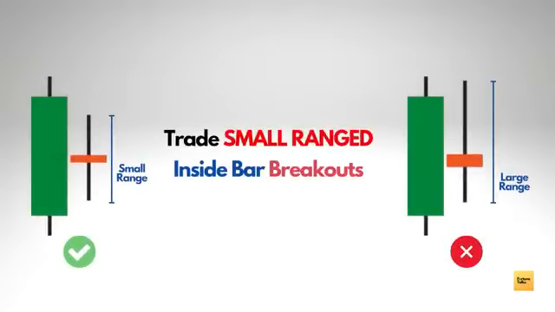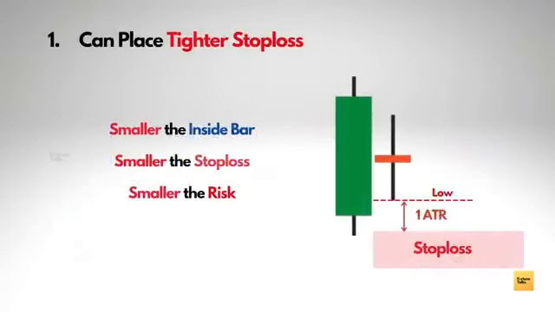market. Now when trading the inside bar pattern, by entering above or below the breakout of the pattern using any of these strategies, I would recommend you go with the small ranged inside bar breakouts. There are a few reasons why this is important. The first benefit is that you can place a much tighter stop loss. You can reference the low of the inside bar to set your stop loss, as we have discussed, and the smaller the inside bar, the smaller the stop loss is. And with a smaller stop loss, you can put on a larger position size and still keep your risk constant.